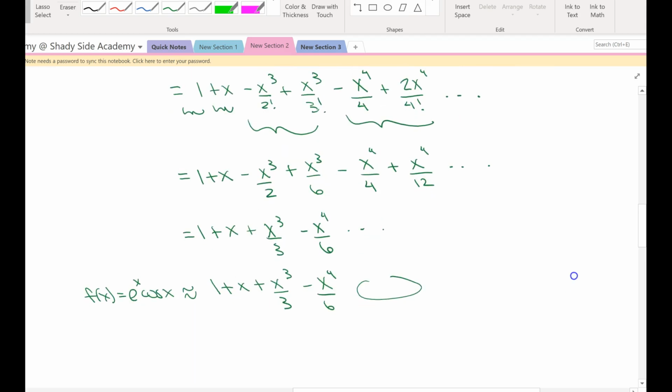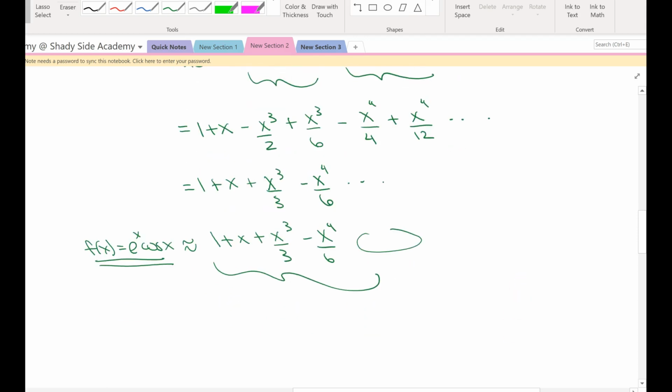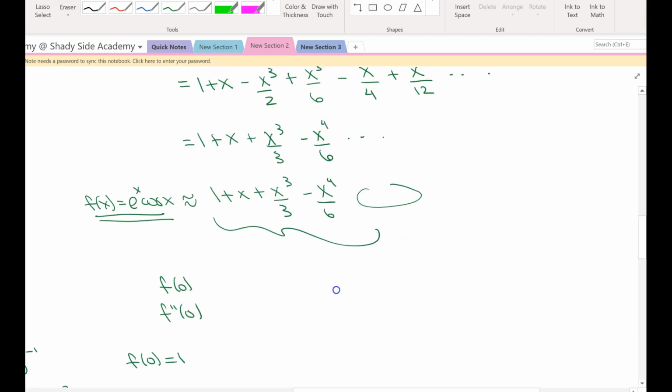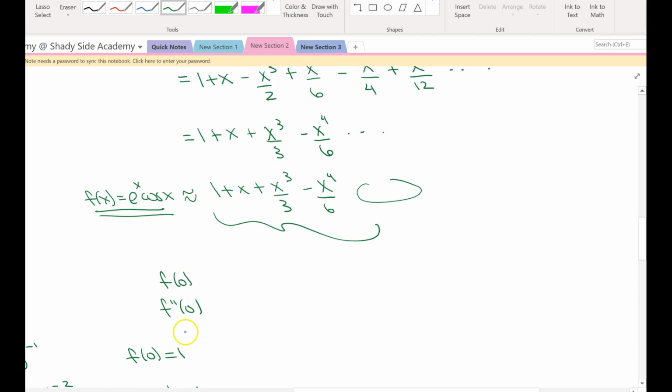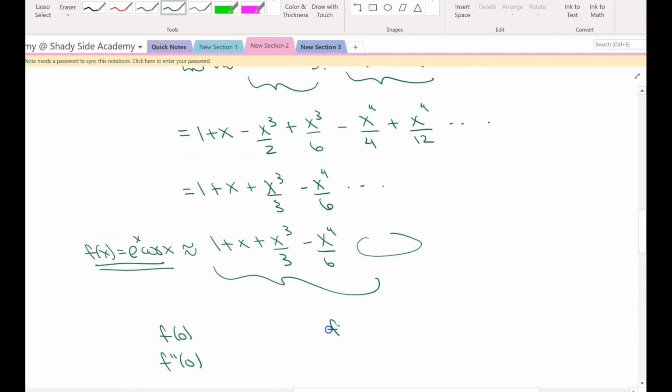here. All right, everybody. Well, now I'm going to ask you these questions. If f of x equals e to the x cos x is approximated by this degree 4 polynomial, would you please then go and find f of 0, f double prime of 0, and f triple prime of 0? Okay, and please do that with me being paused. F triple prime of 0. What do those things equal? And come back and replay me.